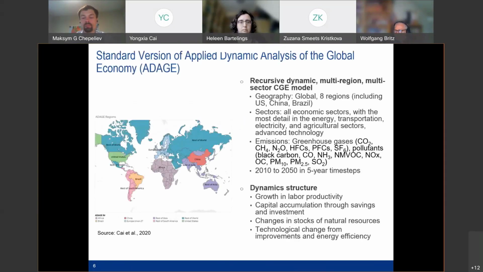So ADAGE is a recursive dynamic multi-region, multi-sector model. It has 8 regions, where the US, China, and Brazil are standalone countries, while the rest are grouped into 5 other regions. It has more than 60 sectors with great detail in the energy, transportation, electricity, agriculture, and advanced technologies. It solves the model from 2010 to 2050 in 5-year time steps. It also incorporates dynamic characteristics like labor productivity, energy efficiency, and capital accumulation and depreciation.